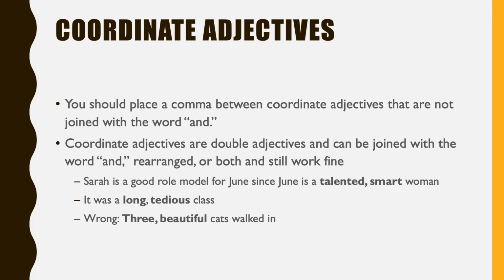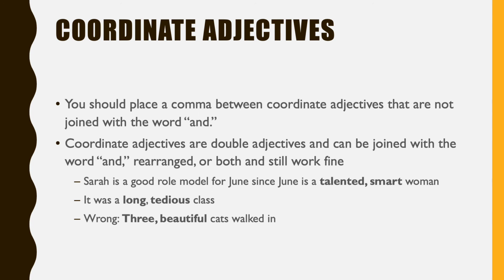Coordinate adjectives. You should place a comma between coordinate adjectives that are not joined with the word and. You can look up what coordinate adjectives are in your Working with Words books, but they are double adjectives and can be joined with the word and, rearranged, or both and still work fine. So Sarah is a good role model for June, since June is a talented, smart woman. So we could also rewrite the sentence to say June is a smart, talented woman. Either direction, these adjectives work, which is what makes them coordinate adjectives. And we're able to put an and in between them if we so desire.